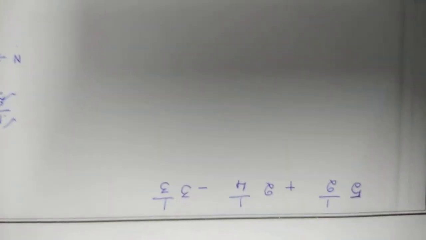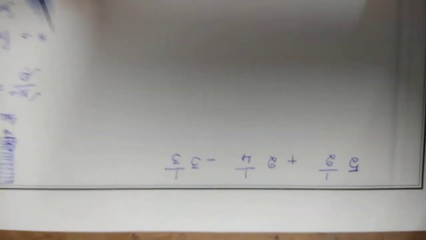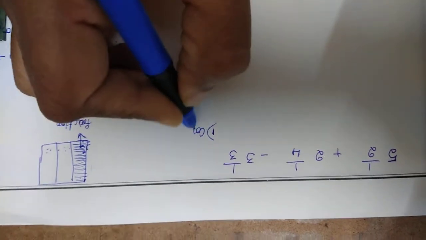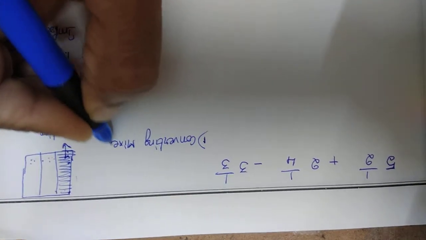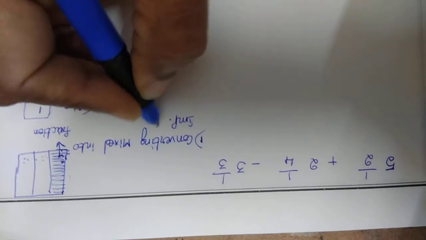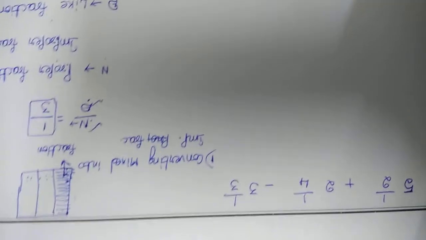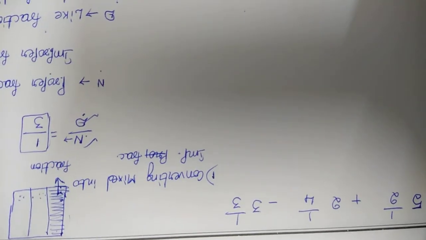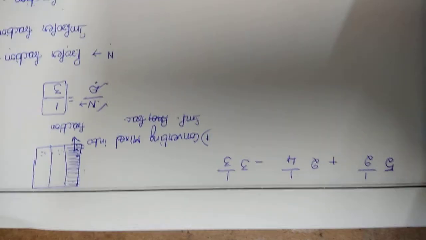Just now I said that I have a few steps to solve the problems. So first let me write the steps and then we will go step by step. My first step is converting mixed fraction into improper fraction. I can convert mixed into improper fraction because an improper fraction is always greater than 1, whereas a proper fraction is less than 1. My mixed fraction is always greater than 1 because here I have a whole number. That is the reason I can convert only into an improper fraction.